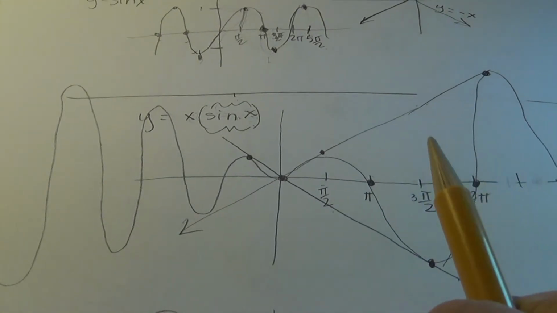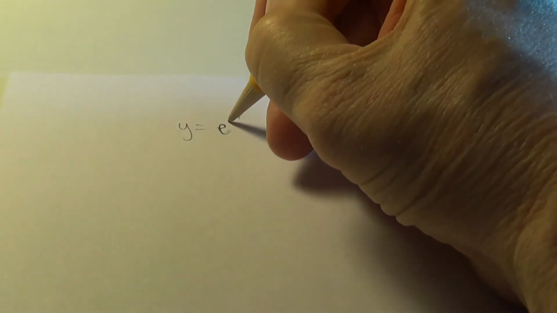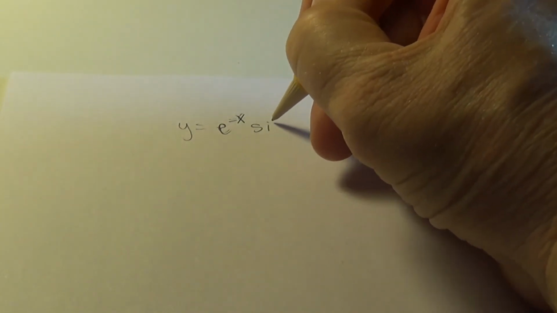Let's look at one more. I'll kind of just have you put it in the calculator and see if it'll match. So put this one in the calculator. Y equals e to the minus x. Y equals e to the minus x sine x.